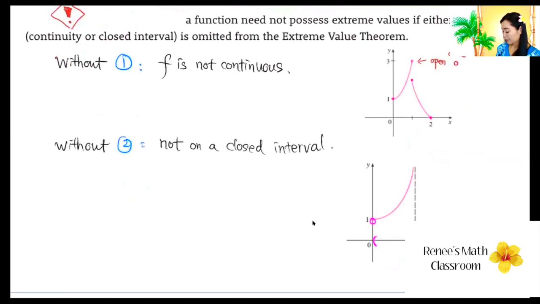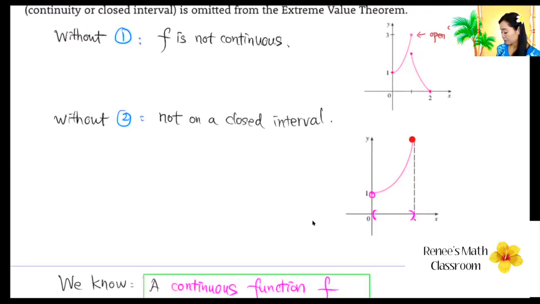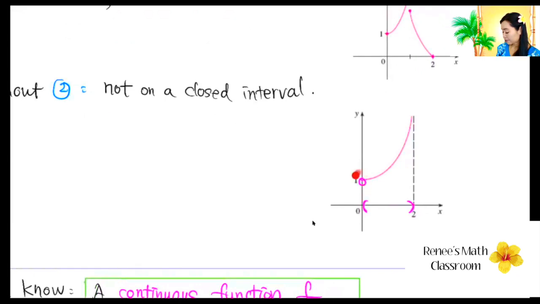Well, let's see over here. This function is continuous on this open interval. So instead of a closed interval, we have an open interval 0 to 2, like this. And this one here is an open gap. Now, this function has no absolute minimum. The function value can get really, really close to 1, but never reach 1 over here. So this one has no absolute minimum.